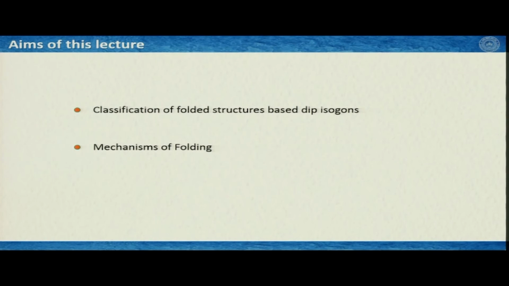Initially, at the beginning of this week, I said that we will cover this entire topic, folds and folding, in 3 lectures. However, the topic is quite large, and I decided to split the last lecture in 2 halves. So, we will have another lecture after this that will deal mostly with interference folds or superposed deformation. In this lecture we will classify the folded structure based on dip isogons, and then we will look at the mechanics or mechanisms of folding, that is, how folds form in nature, what are the different ways we can form folds in natural deformation.